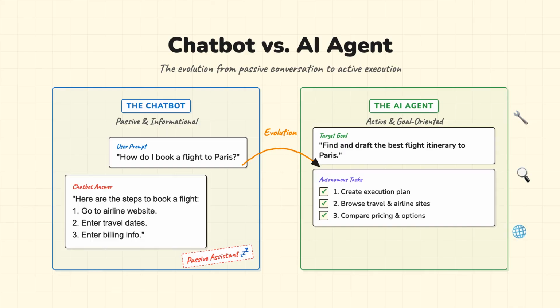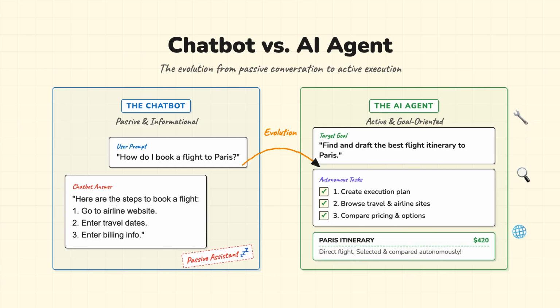It creates a multi-step plan, browses websites, reads and writes files, and makes decisions on its own to achieve the target you set. Instead of just replying, "Here is how to book a flight," an agent will actually search the sites, compare the prices, and hand you the best itinerary on a silver platter.